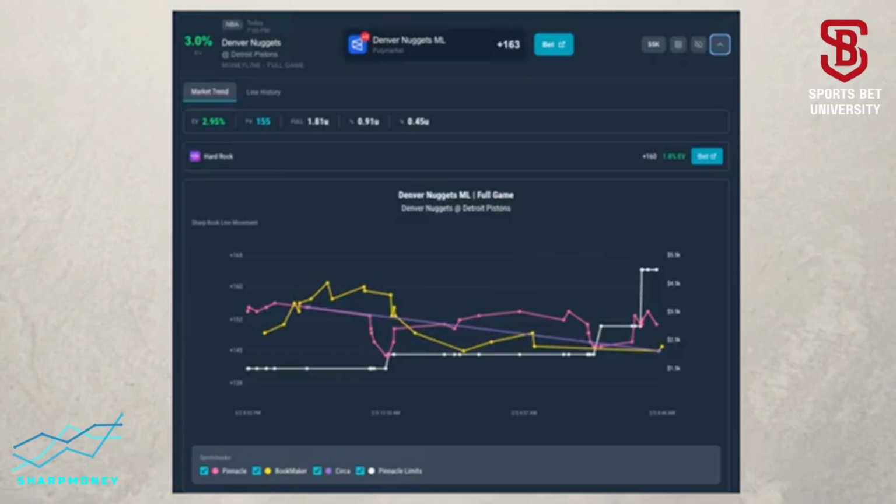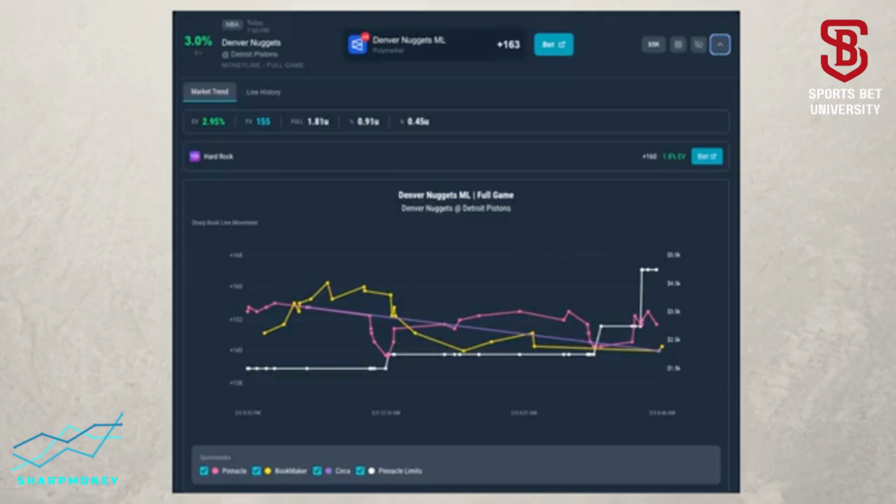So for an example here, this plays on Polymarket. This is the Nuggets money line on Polymarket for plus 163 at a 3% edge. Now, a 3% edge is great. I typically run around 3% ROI on my personal bets. So this is something that I want to get on. I don't think this is going to close higher than 3%. I don't really think it's going to close lower than 3%. This market looks stable. If you want to play 3% EV plays, this is perfect for you.